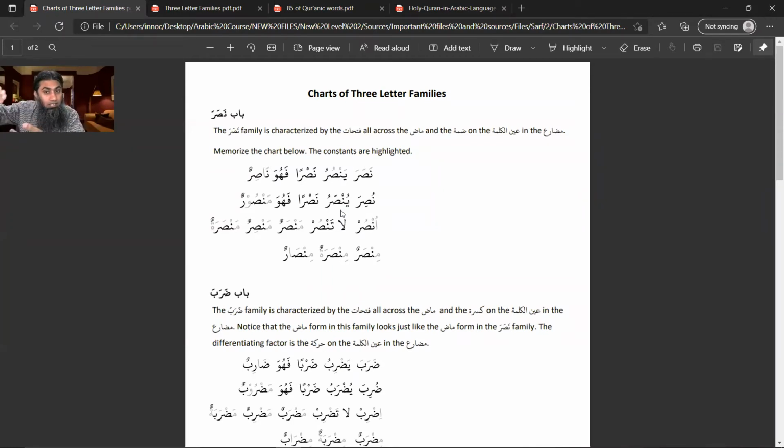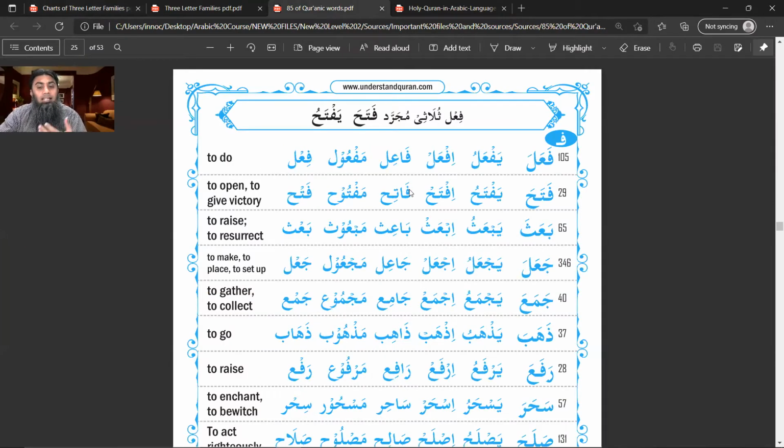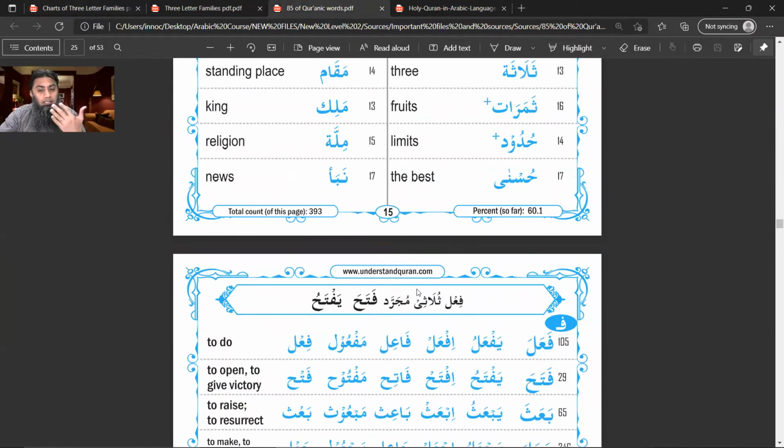So just to make you understand this system, and likewise, sister, and all of you, as I mentioned before, when you are, inshallah, going to be memorizing these words, as you can see that they have this title that says Sulasi Mujarrad and Fataha Yaftahu. Now you understand what this whole thing means. This is the practical implication of this topic.